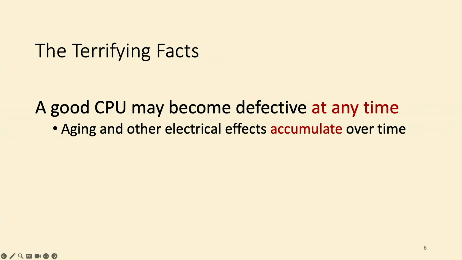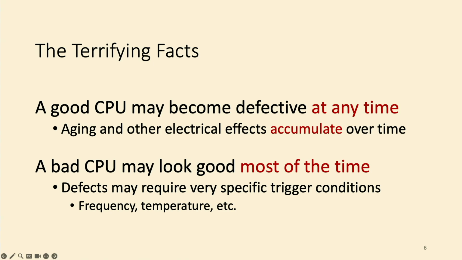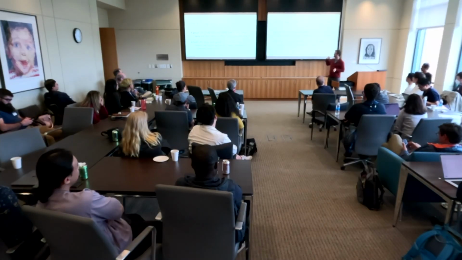And so just to summarize the terrifying facts, first, a good CPU may become defective at any time, right? Effects like aging, like thermal effects, like the Alibaba paper has really interesting details on that, and other electrical effects may accumulate over time. The further complicating thing here is that a bad CPU may actually look good most of the time, and that's a problem too, right? Defects may require very specific trigger conditions like frequency, temperature, workload, and that kind of stuff. That's a problem because that's not the failure model we like.